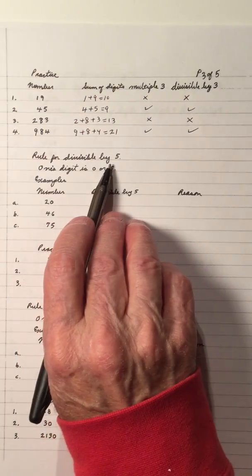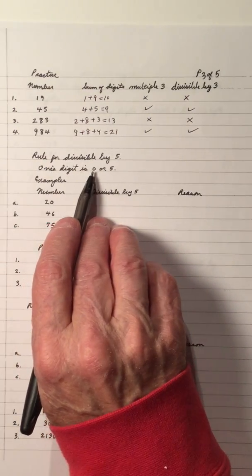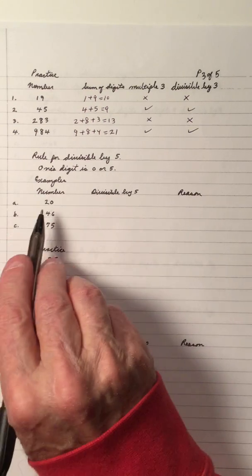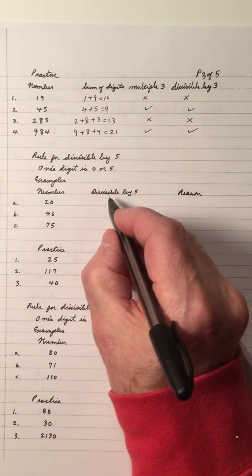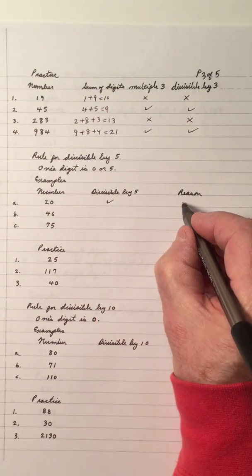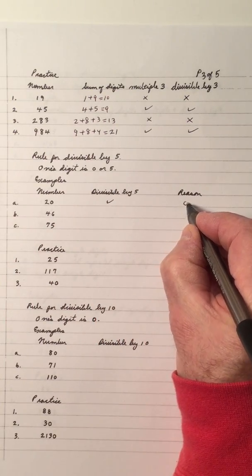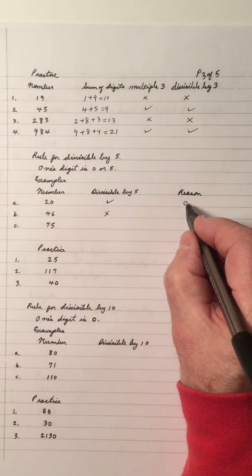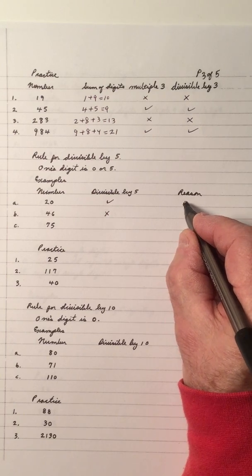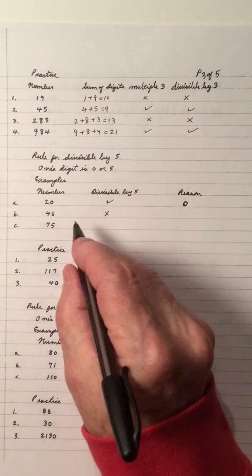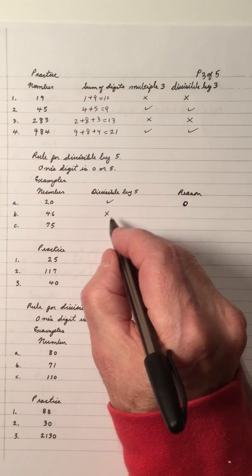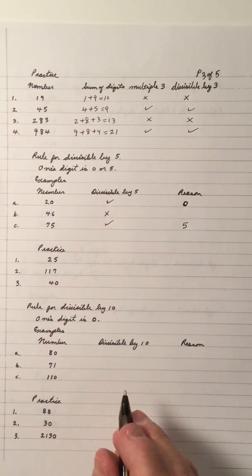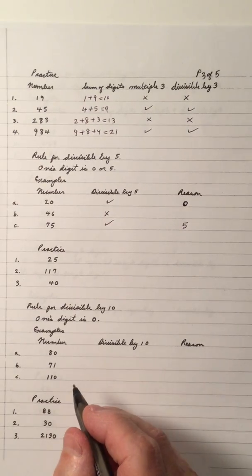Rule for divisibility by 5. The ones digit is a 0 or a 5. Then the number is divisible by 5. 20 is divisible by 5 because the ones digit is a 0. 46 is not divisible because it ends in a 6. Has to end in a 0 or a 5. 75 is divisible by 5. Yes, because it ends in a 5. 75 divided by 5 gives you 15.